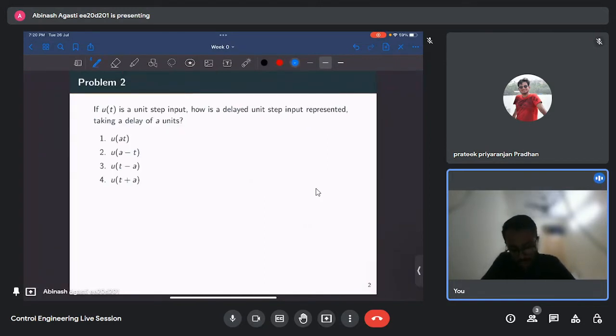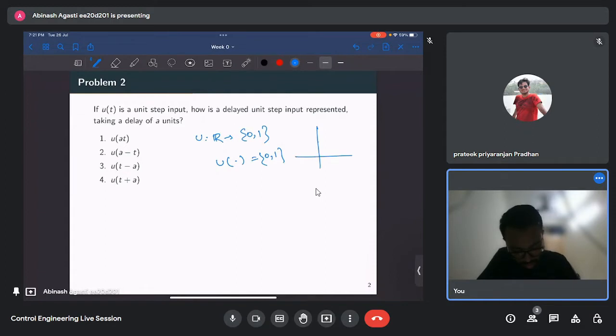If u of t is a unit step, how is a delayed unit step input represented? Now, we are taking a delay of a units. When it comes to questions like this, we can think of it in such a manner. Say u is a function from R to {0, 1}, as we discussed in the previous problem. What this means is, u takes in a value on the real line and gives a value that is either 0 or 1. So at 0, the unit step begins giving the value of 1.